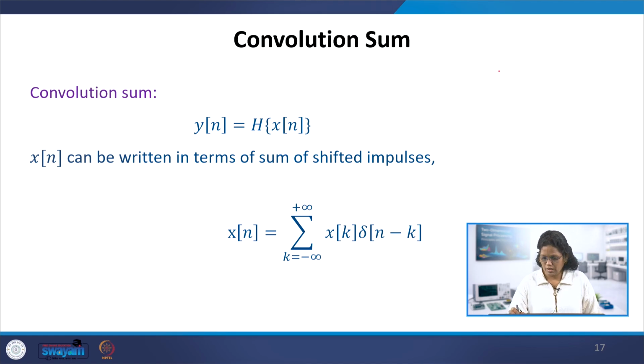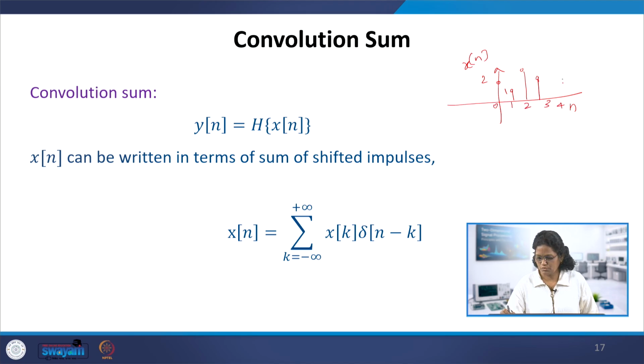In the sense, we have a sequence. Let us take x of n, suppose this is 2, 1 and 3 at n equal to 0, 1, 2 and 3. Let us take again 2 at n equal to 3, and something like value 3 at n equal to 4. So, this is the sequence, this is x of n. So, how can we represent this sequence as shifted impulses? So, k equal to 0.